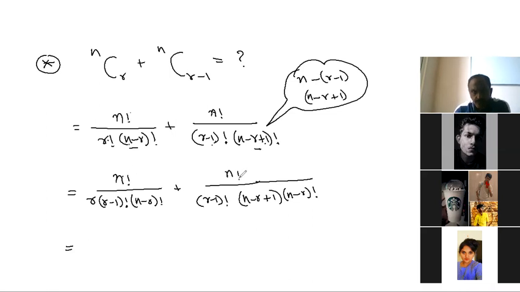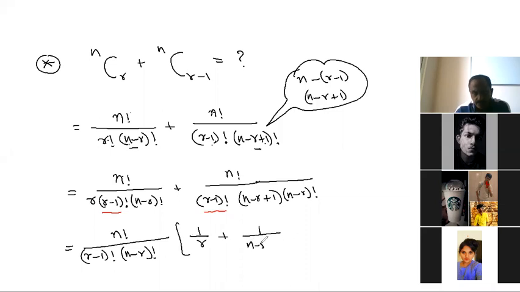n factorial is common. r minus 1 factorial will be common. And n minus r factorial is also common. Inside the bracket, we will have 1 by r, and 1 by n minus r plus 1. Everybody has understood this first step?